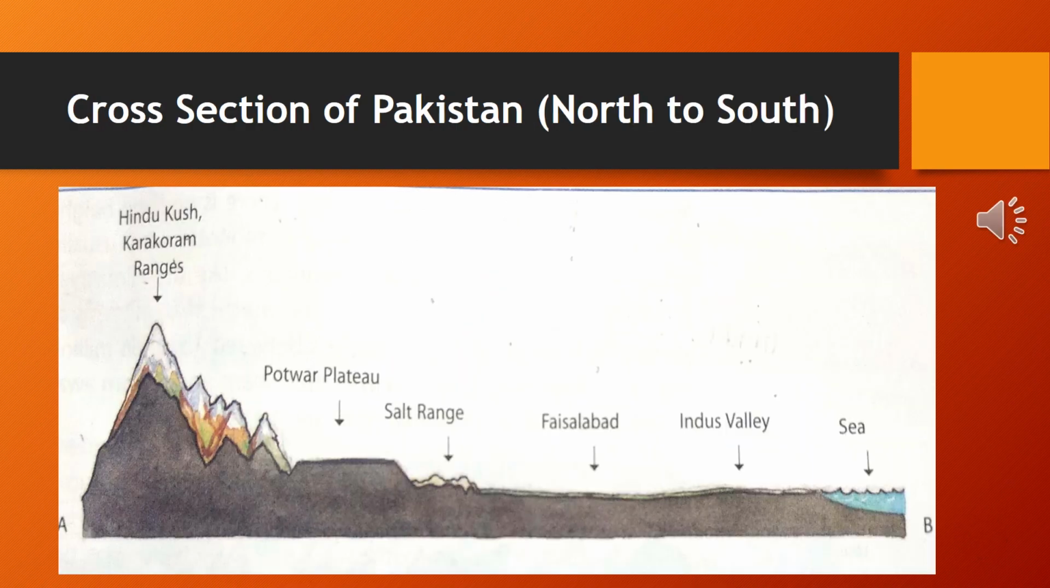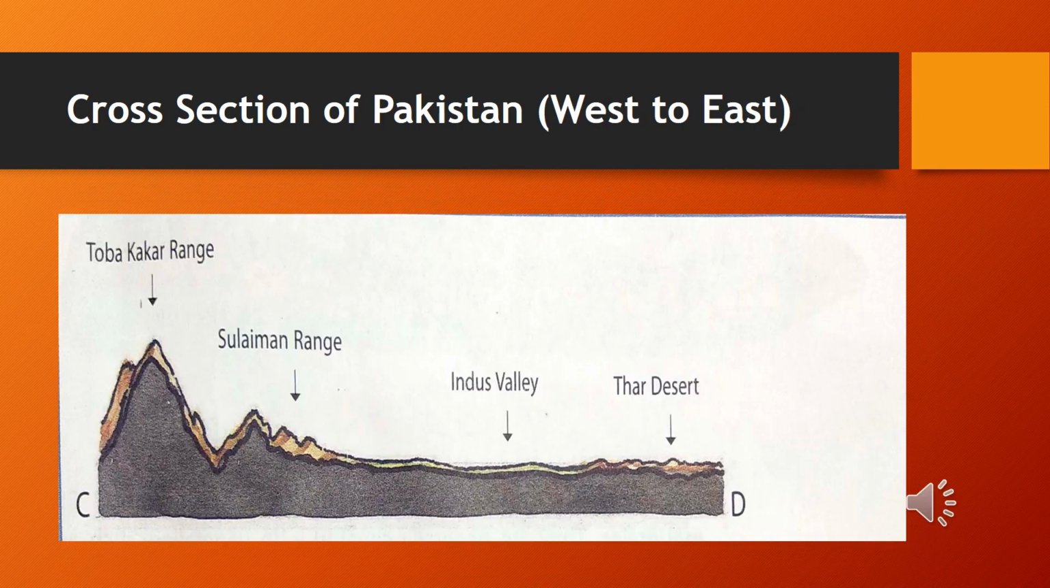In this slide we are seeing the cross-section of Pakistan from north to south. We see that from the north Pakistan is bound by the lofty mountain ranges, and on the south Pakistan touches the sea as its coastline. In this slide we are seeing the cross-section of Pakistan from west to east. We see that from the west Pakistan is bound by the western mountain ranges, and on the east Pakistan has deserts as its border.